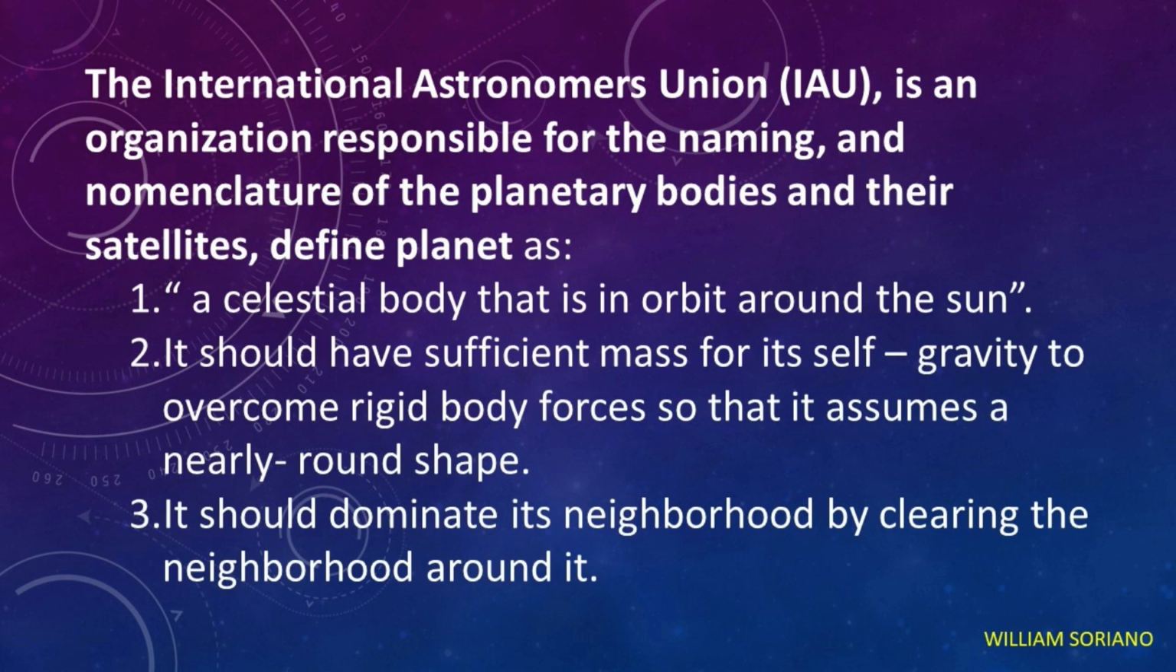The International Astronomical Union, or IAU, is an organization responsible for the naming and nomenclature of the planetary bodies and their satellites. It defines a planet as a celestial body that is in orbit around the Sun. It should have sufficient mass for its self-gravity to overcome rigid body forces so that it assumes a nearly round shape. Lastly, it should dominate its neighborhood by clearing the neighborhood around it.